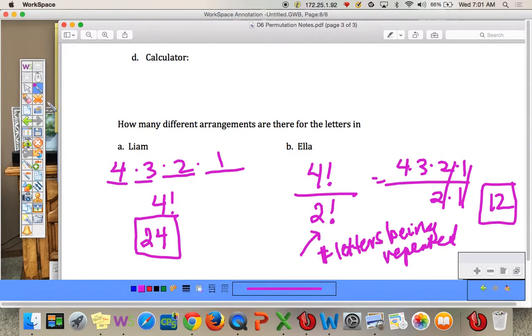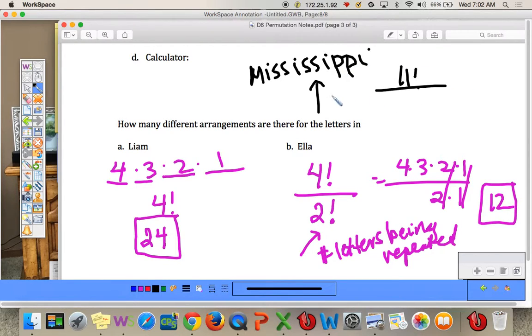Let's do a different name with more repetition. Let's just do Mississippi. Okay, so this has a bunch of repetitions. So first you count how many total letters there are. 1, 2, 3, 4, 5, 6, 7, 8, 9, 10, 11. And we have to divide by the repetition. So take a look at each letter. Let's look at I first. 1, 2, 3, 4. There are 4 I's. So we're going to do 4 factorial. There are 4 S's. And there are 2 P's.